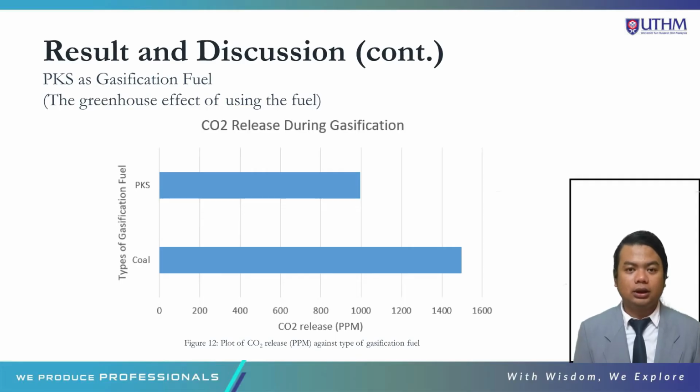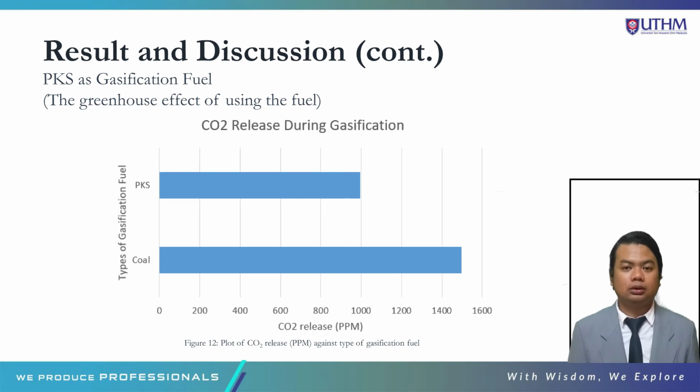From the simulation, gasification of PKS released 944 parts per million of carbon dioxide gas, while coal released 1,496 parts per million of carbon dioxide gas to the atmosphere. By using PKS as gasification fuel, the concentration of carbon dioxide gas in the air can be lowered, as the gasification process of PKS only releases 52% less carbon dioxide than coal.